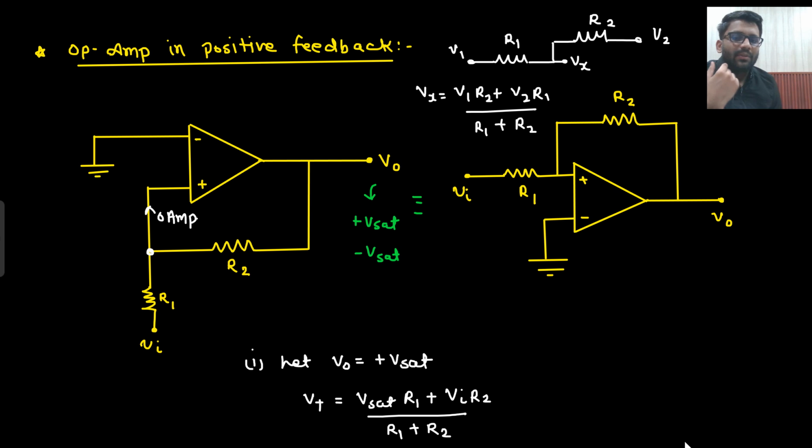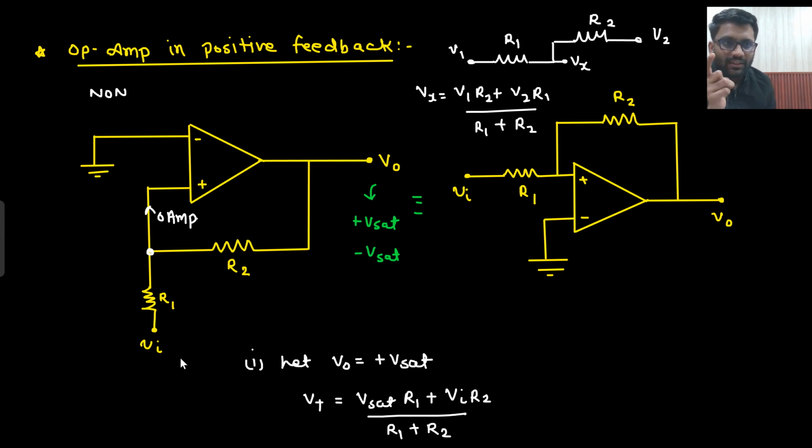And let's get back to the circuit. Where was your input applied? Your input was applied at the non-inverting side. This side is known as inverting because there is a negative sign, and this is known as non-inverting. So your input was applied at the non-inverting side. That means it is your non-inverting Schmitt trigger.